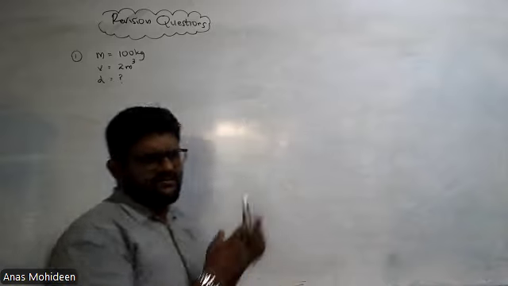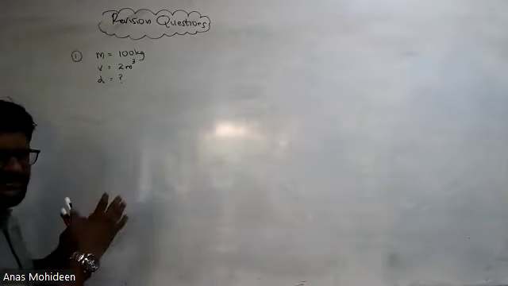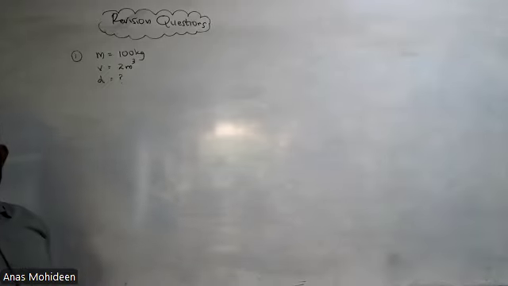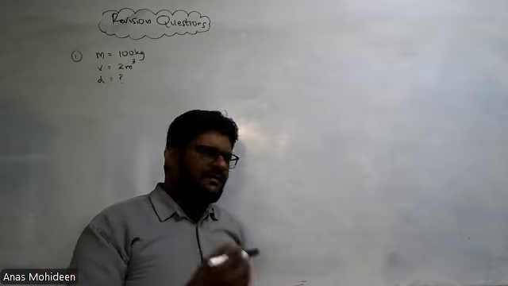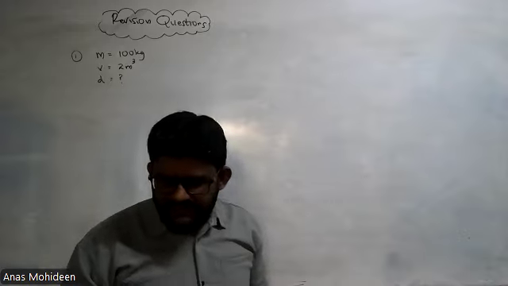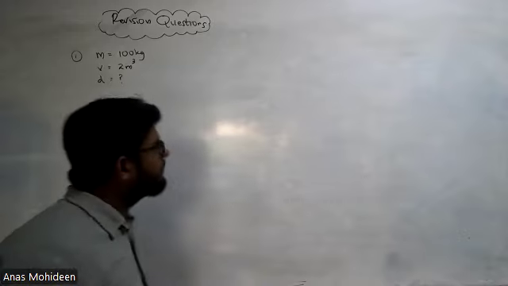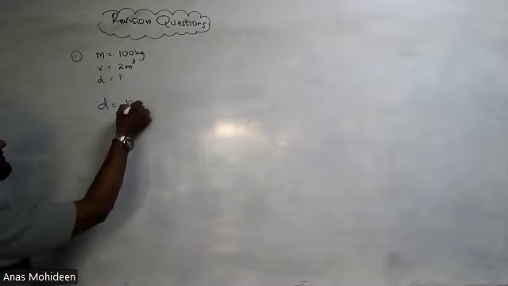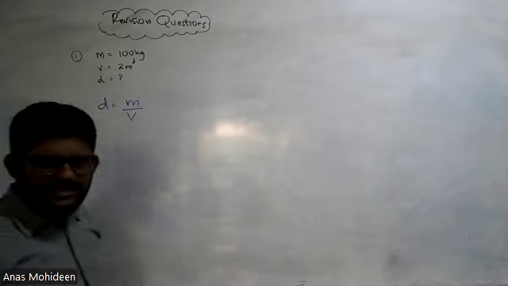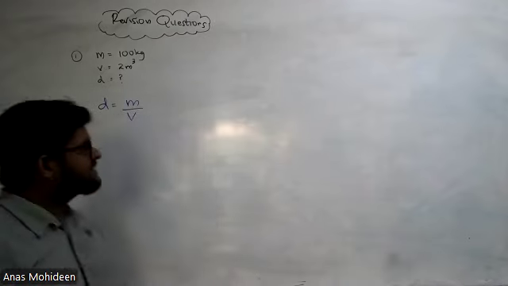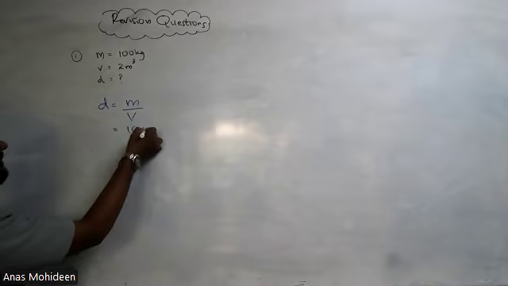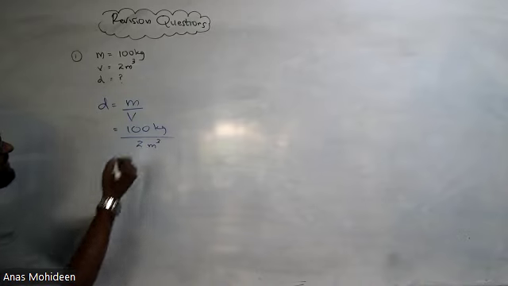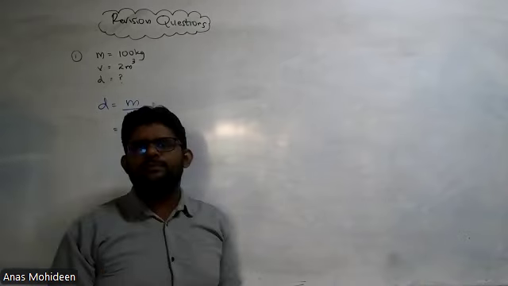So the first question I have given here. I'm writing the questions in a very simple way. M equals 100 kilograms. Mass of an object is 100 kilograms. Volume is given as 2 cubic meters. What is the formula? Formula is D equals M over V. What is the mass given? The mass given is 100 kilograms, dividing by the volume, which is 2 cubic meters.